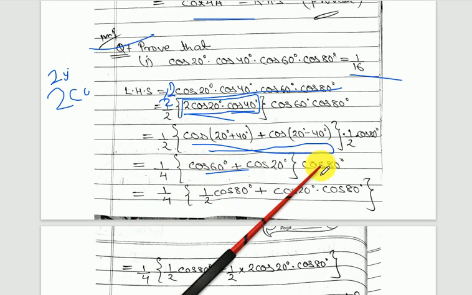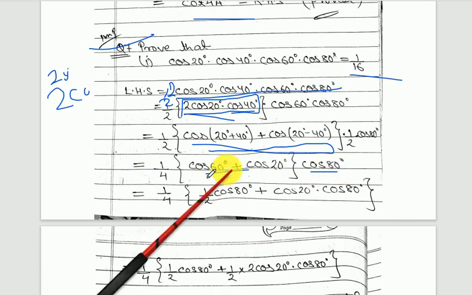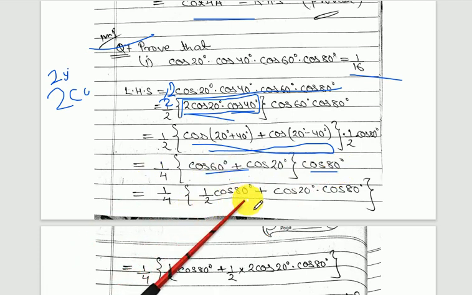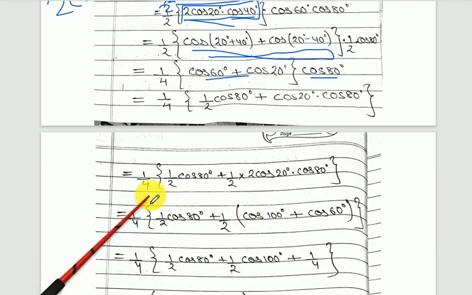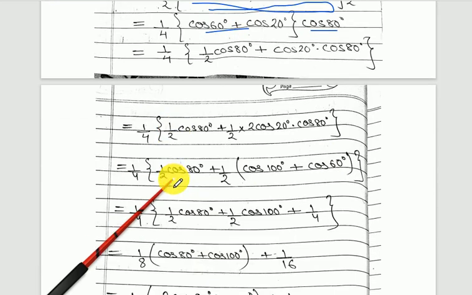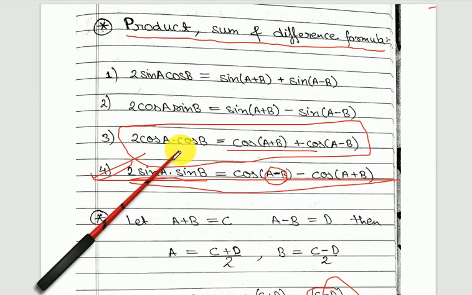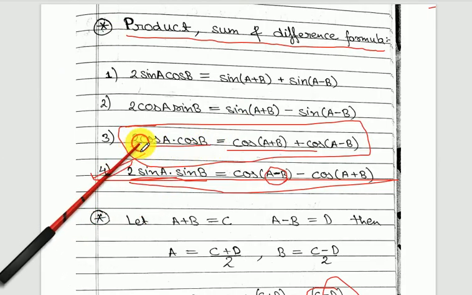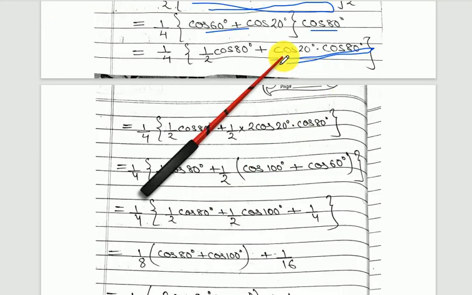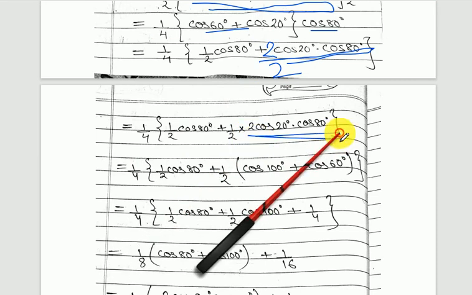Okay, and then this will multiply to each term inside the bracket, so you get half cos 80 plus cos 20 into cos 80. Okay, and then for this, I want to use this formula, but in order to use this formula I should have 2 in front. Yes, but I don't have 2 over here, so what I'll do, I'll multiply and divide by 2. Okay, so in the next step we'll do that.